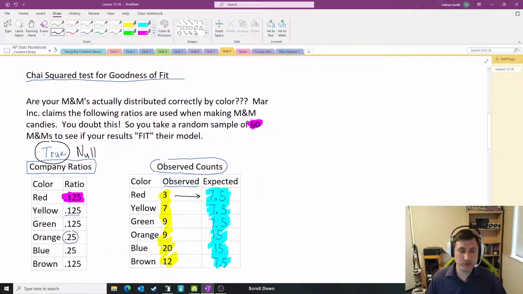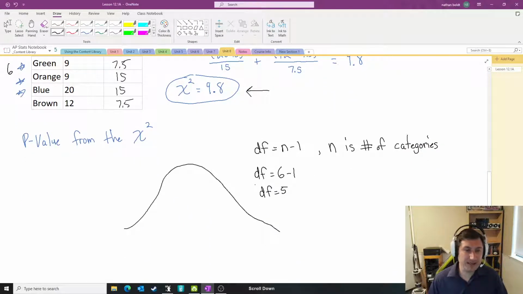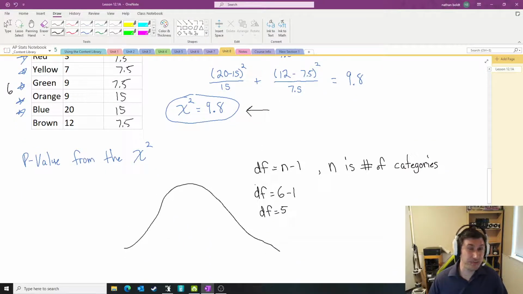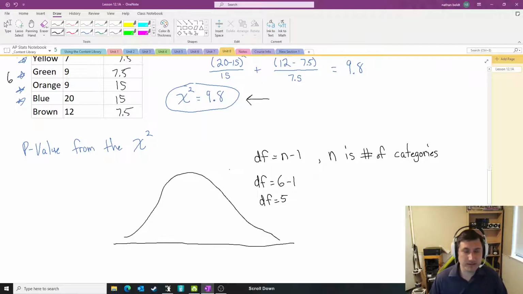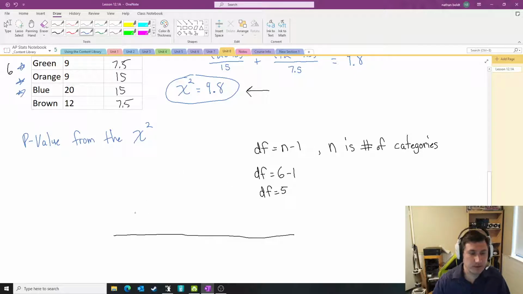If you ever want to spot check this 9.8 as a chi-squared, that rarity depends on the degrees of freedom, and it makes it a little more complicated to spot check in your mind whether 9.8 is a big number or a small number. But one way you can spot check it in your head is, I'm going to make it more skewed, okay?